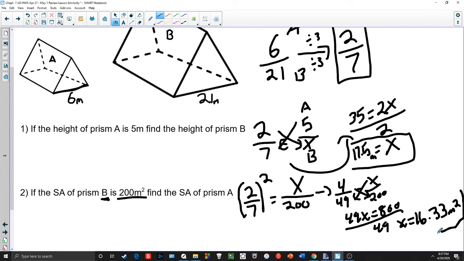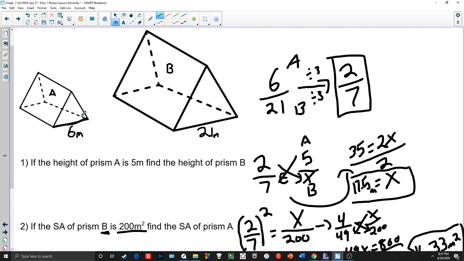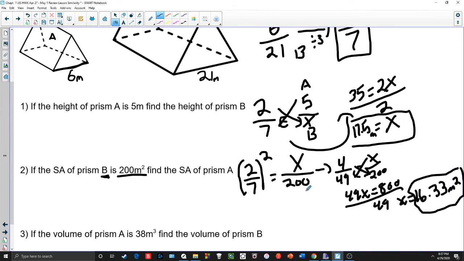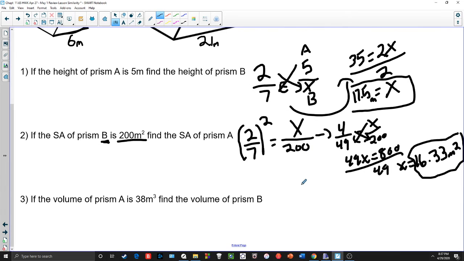And again, this makes sense that the surface area of shape A is smaller than the surface area of shape B because A is a smaller shape than B. So if you get a bigger answer here, that means you probably put your x in the wrong spot. So if you keep getting answers that you know are wrong because they're too big or too small, maybe flip your x in terms of its position, and that might help you out.